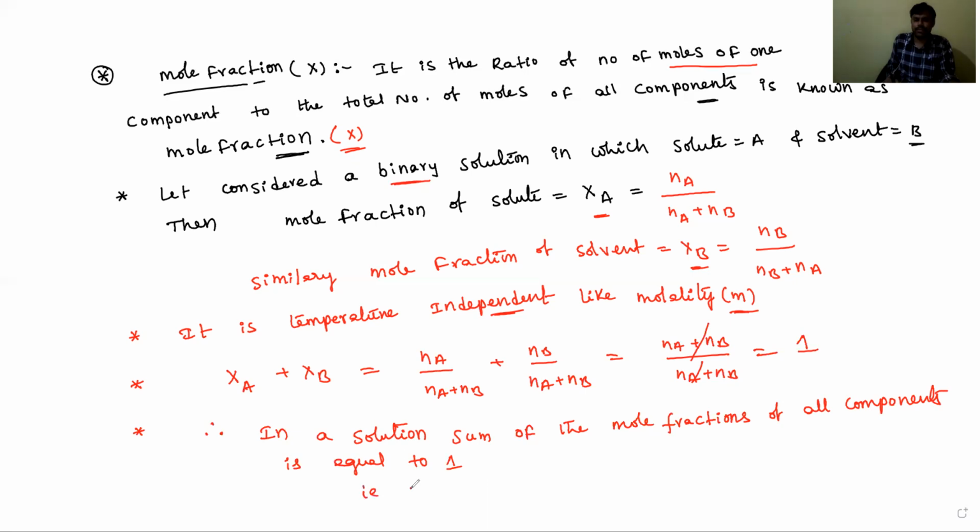That is, mole fraction of A plus mole fraction of B plus mole fraction of C, and so on. For example, if a solution has two components, XA plus XB is equal to 1. If three components are present, XA plus XB plus XC is equal to 1. If four are present, or however many there are, the sum of the mole fractions of all components is equal to 1. Students, this is the mole fraction definition, formulas and important points related to mole fraction.